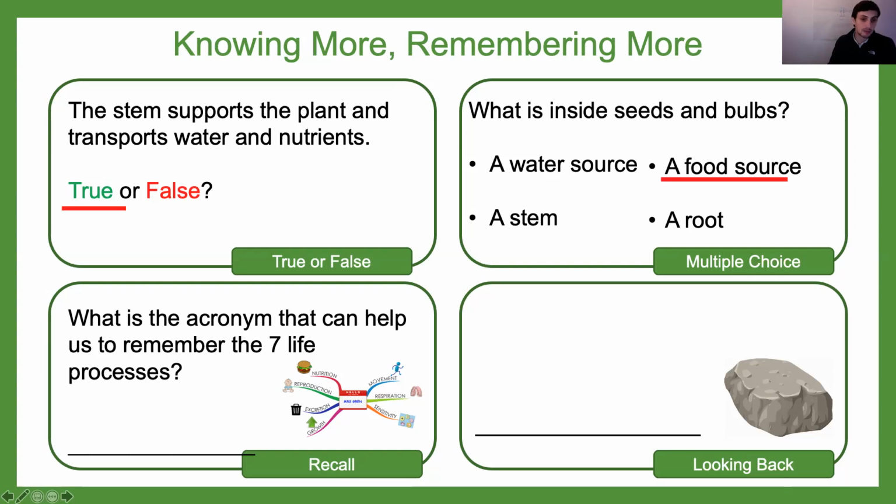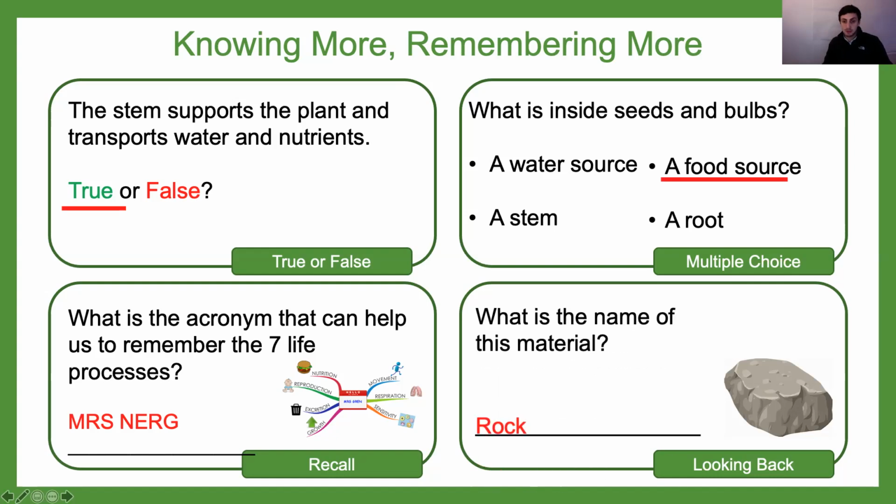What is the acronym that can help us remember the 7 life processes? That is, of course, Mrs NERG, and that stands for movement, respiration, sensitivity, nutrition, reproduction, excretion and growth. And what is the name of this material? It is, of course, a rock.